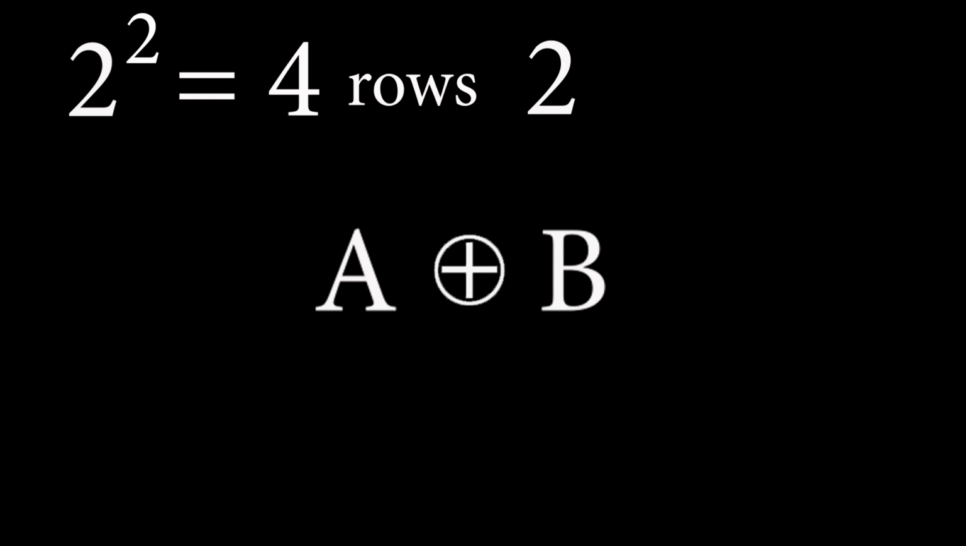Alright, let's get to our table. So we've got A exclusive OR B, A XOR B. How many different letters do we have? 2. What is 2 squared? 4. We're going to have 4 rows and 2 columns. Our first column is going to be column A. Our second column is going to be column B.